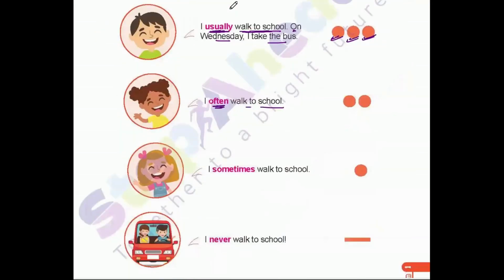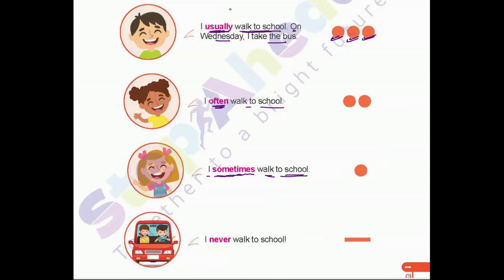Okay, another word, sometimes. I sometimes walk to school, which means that sometimes I walk to school, but another time I take the bus, or I go by car, or I'm using any kind of transportation. So in this case, sometimes I walk to school, but at another time I go by bus, at another time I go by car, and at another time I can go by bicycle, for example.